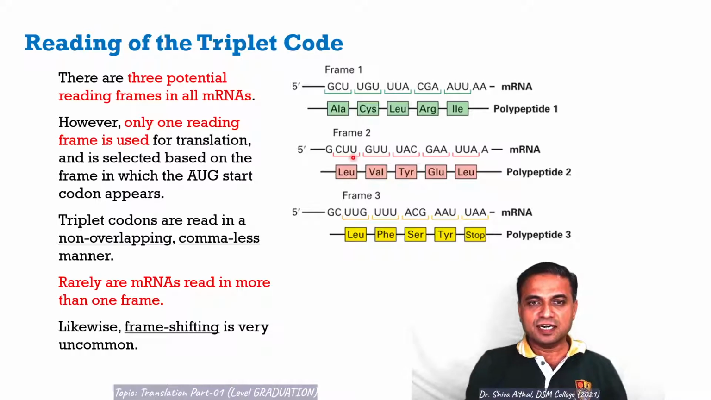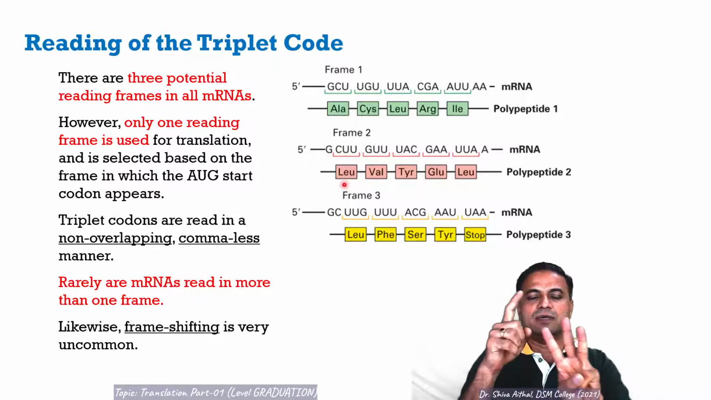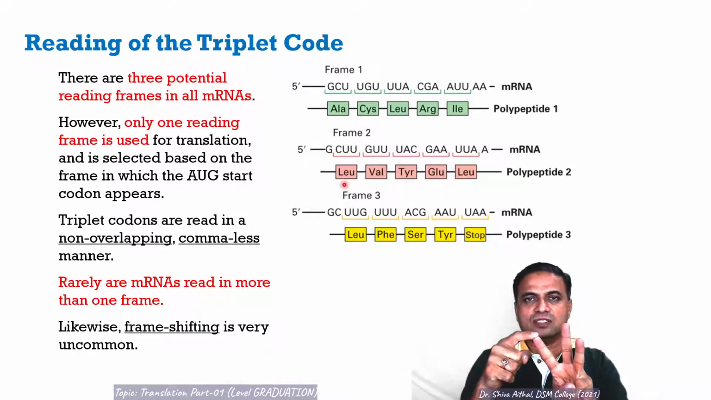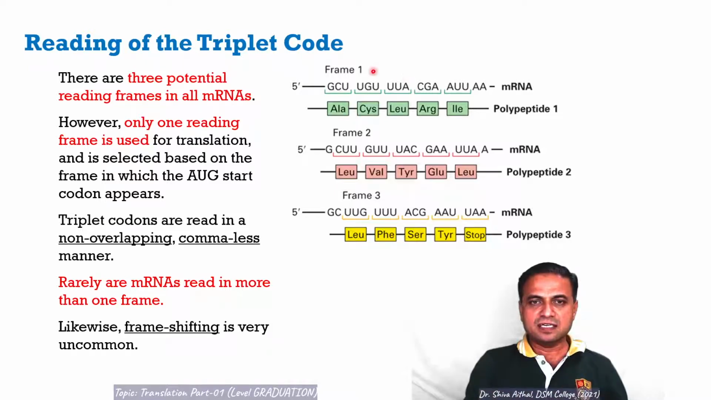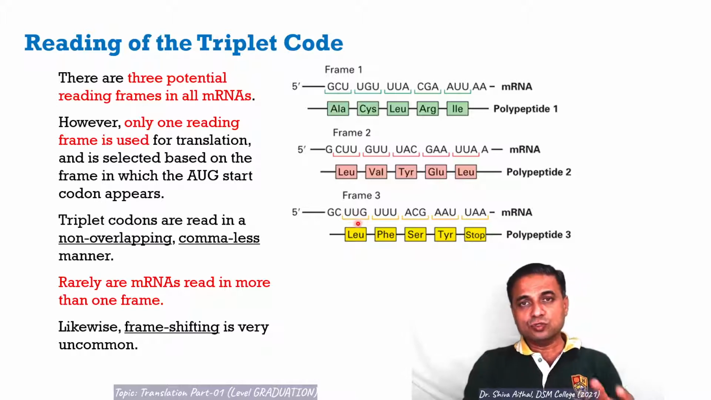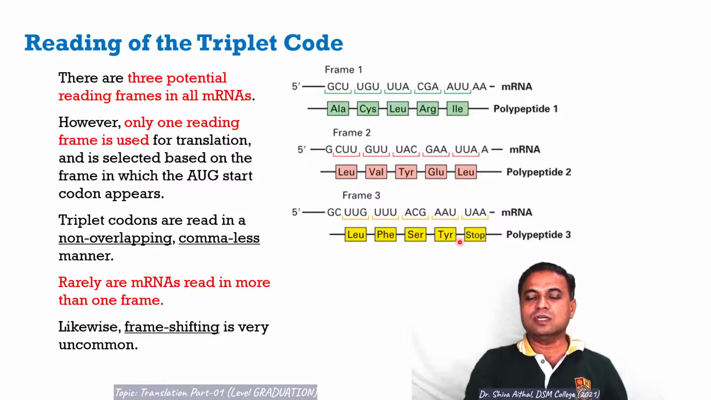See the third reading frame. Why three reading frames? Because it is a triplet code, there is a possibility that this will be the first base to be read, or this will be the second or third. So for the third, let us see here, it will be UUG. If UUG is read as the first codon, leucine, phenylalanine, serine, tyrosine, a third type of polypeptide is formed. So from one mRNA, you see three different types of polypeptide chain can be synthesized.